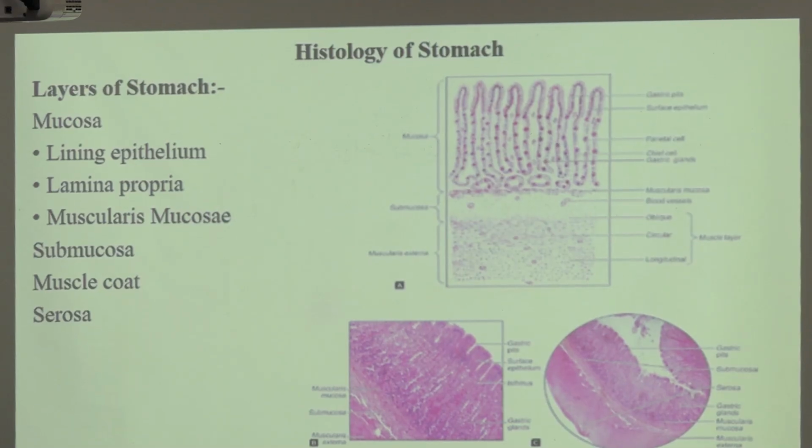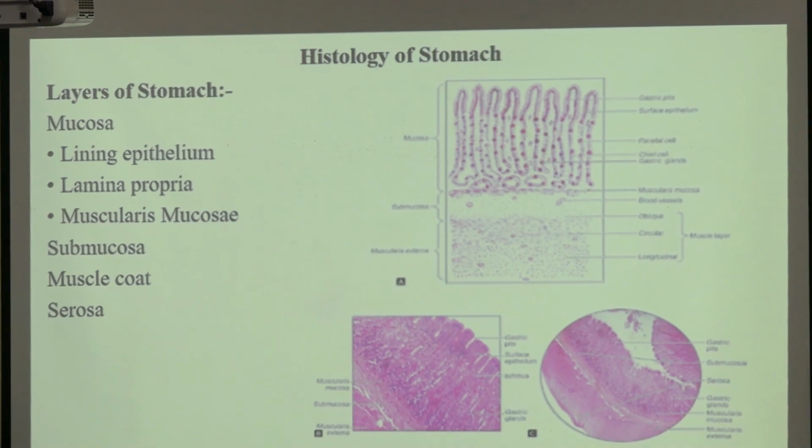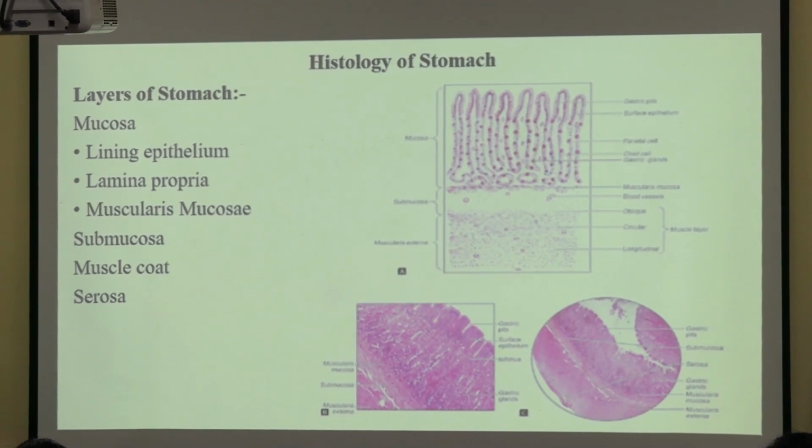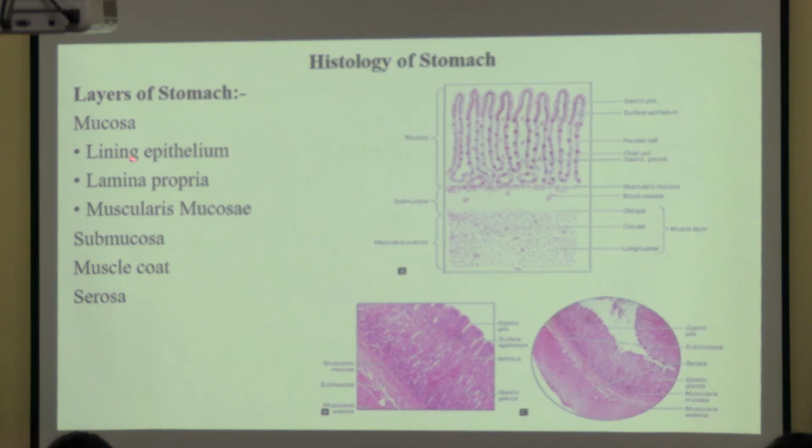Layers will be there. 4 basic. Yes, last bench, how many layers will be there in the stomach? How many layers will be there in the GIT? Stomach is a part of the GIT, right? Then how many basic layers will be there in the stomach? 4 basic layers. So I hope you can see the diagrams. Now in the histology of the stomach also the same 4 basic layers are there.